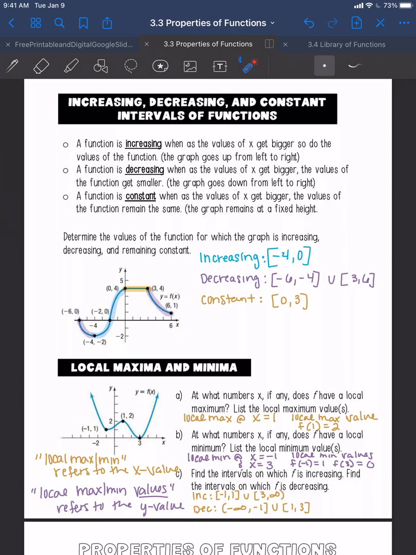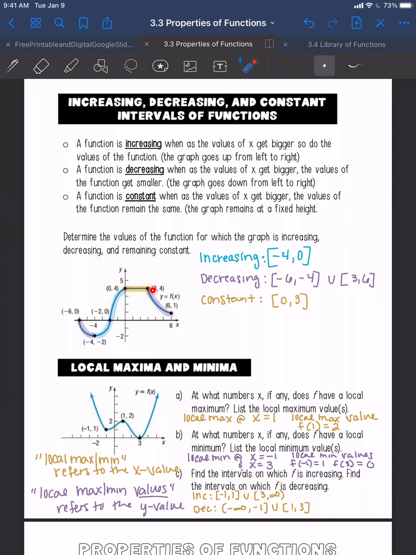So here we have a graph. We're going to list the intervals where it's increasing, decreasing, and constant. So we have a domain here from negative 6 to positive 6. Following the graph, starting at negative 6, I'm decreasing until I hit x is negative 4. So I'm decreasing on the interval negative 6 to negative 4. And then I turn and I'm increasing all the way until I get to x is 0. So I'm increasing on the interval negative 4 to 0.